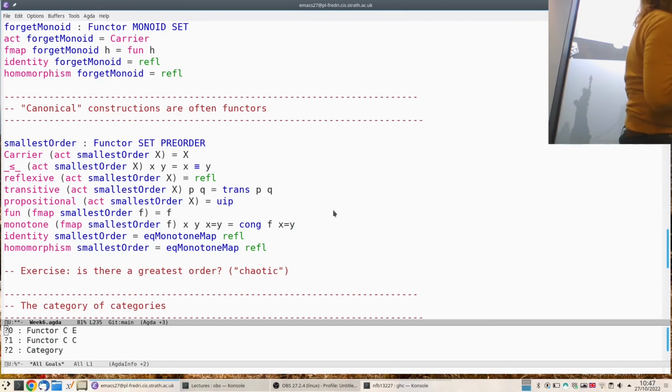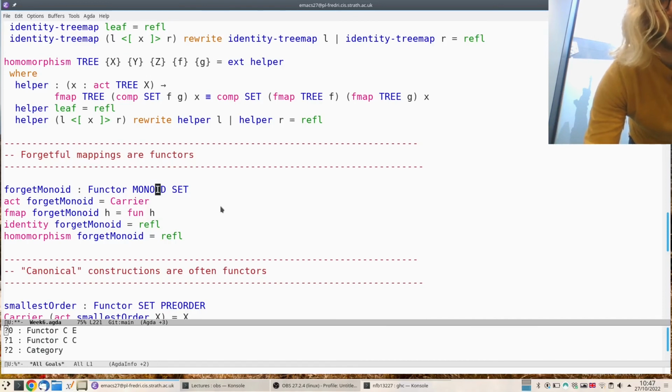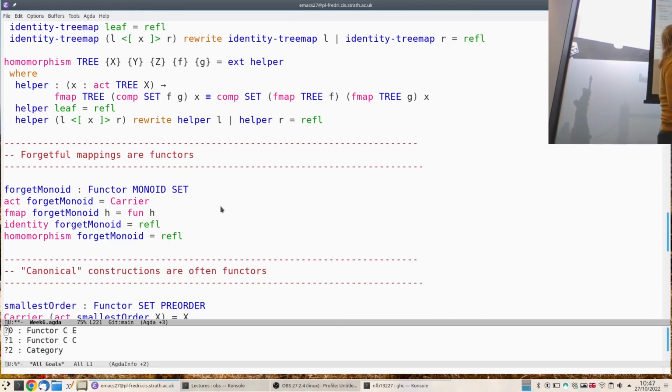The thing I wanted to point out here was that forgetting things is easy, but it's often quite boring, which you can see from how simple the definition was. Often the interesting functors are the ones that go the other way, where you start from, say, a set, and you want to construct a monoid somehow from this set. Or here, another example, you start from a set, and you want to construct a pre-order. This is where you actually have to have some creativity and make something up. And usually if you don't do this in a random way, you do it in some canonical way, whatever canonical means, then this is usually a functor.